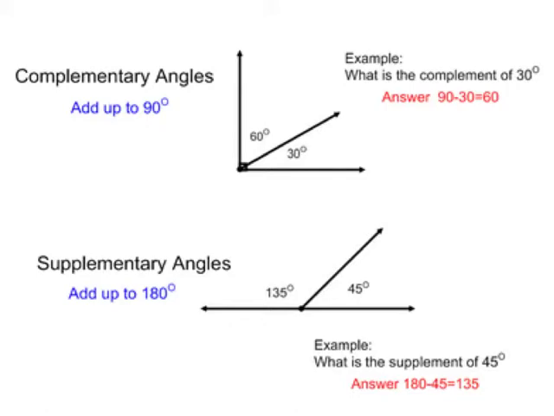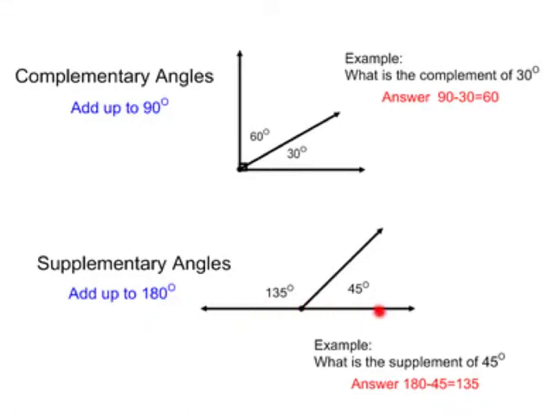Alright, now, complementary angles will add up to a 90-degree angle. So this 60 plus this 30, you can see it forms a square corner. So we can say that the complement of 30 degrees is 60 degrees because it has to add up to a total of 90. Supplementary, though, adds to a total of 180.